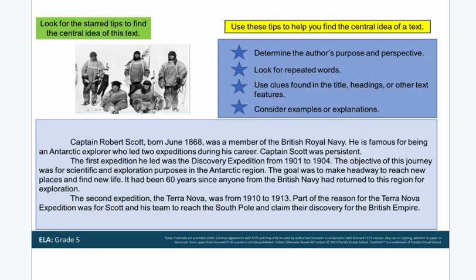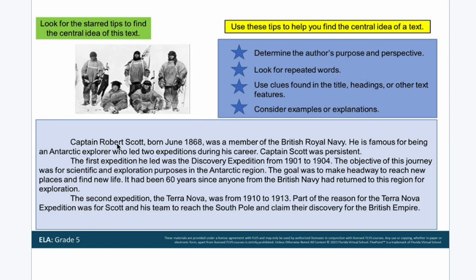So let's take a look at another, okay? As we look for finding the central or the main idea, some things that help us are determining, well, maybe what's the author's purpose? Like, what's their perspective for writing this? And what do I need to know for this? I can also look for some repeated words and phrases. I can focus on looking for context clues found in maybe the title or the heading. And I can also look at some examples or explanations.